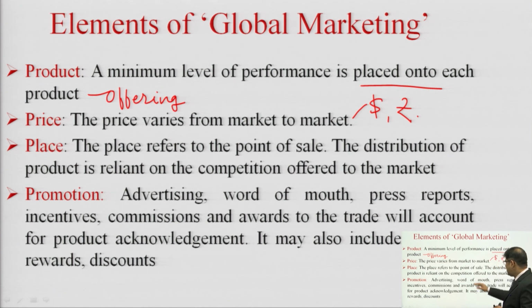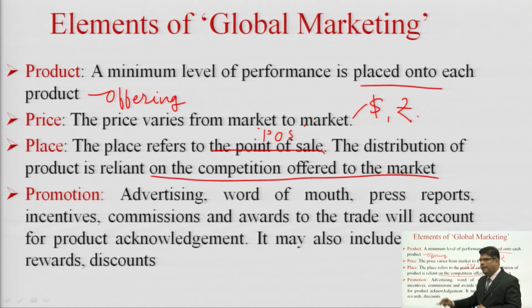The place refers to the point of sale. So, we can underline this. It refers to the POS, the point of sale, how and exactly where the product and the service is being made available to the consumer for consumption. The distribution of the product is reliant on the competition offered to the market, and distribution channels keep evolving. So, products which were made available only through physical distribution channels 20 years ago or 10 years ago are now available on online channels. So, distribution channels keep evolving with time.